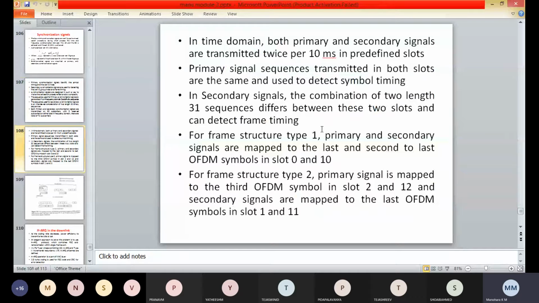So in the time domain, both the primary and the secondary synchronization signals are transmitted twice per 10 milliseconds in the predefined slots.